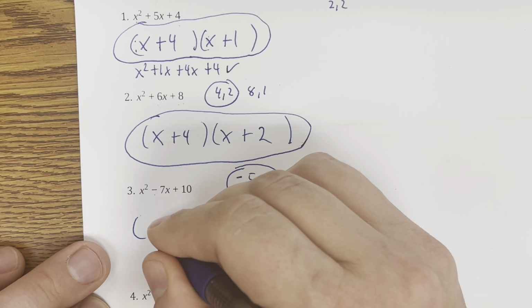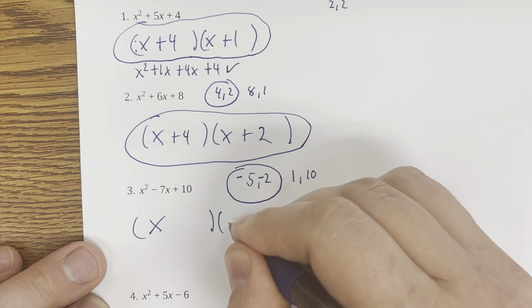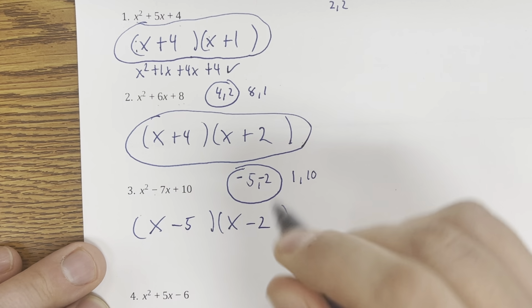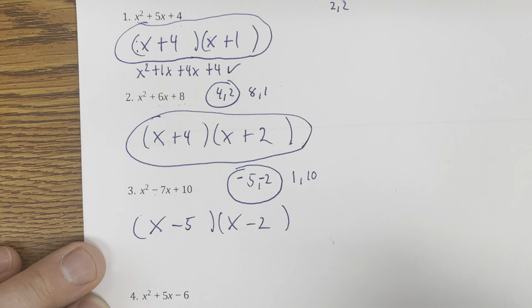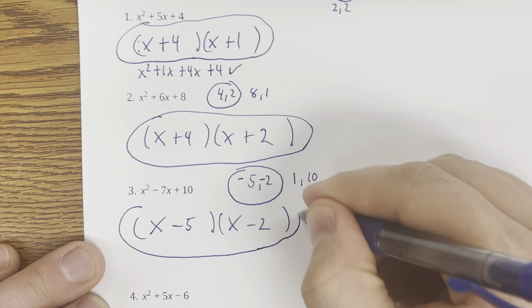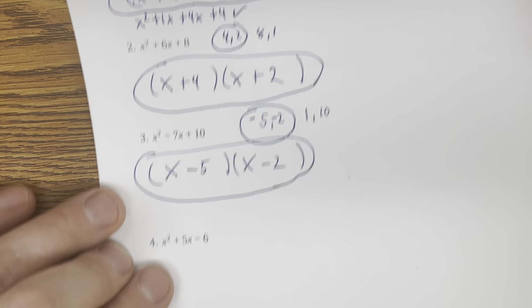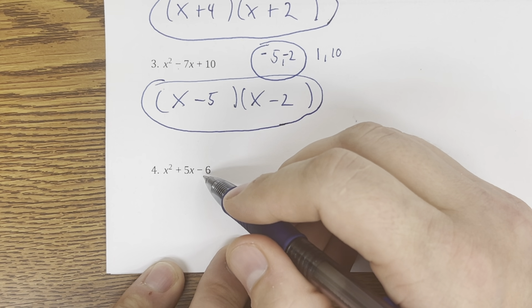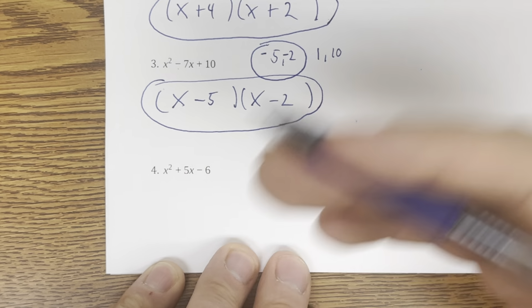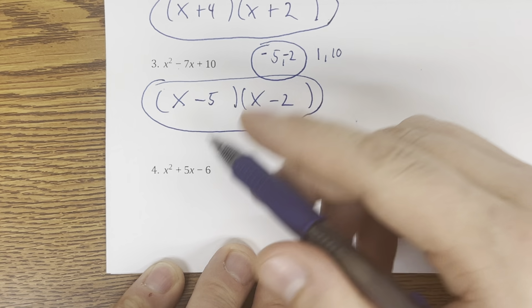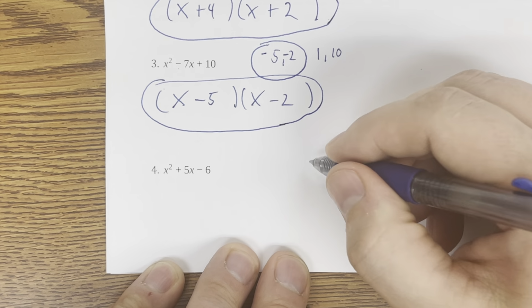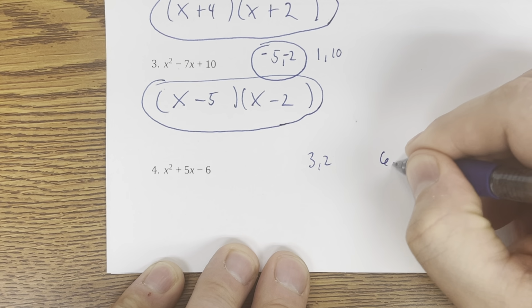So rewrite x times x for the first term, minus 5, minus 2. The order of the 5 and 2 does not matter. Okay, you can put those wherever you want. All right. Now this one we're looking for factors of negative 6 that add up to positive 5. So for us to get a negative 6, when this last term's negative, we have to multiply a positive and a negative. So the factors of 6 are 3 and 2 and 6 and 1.